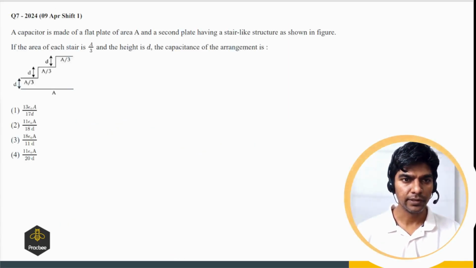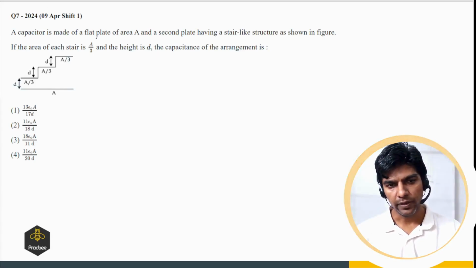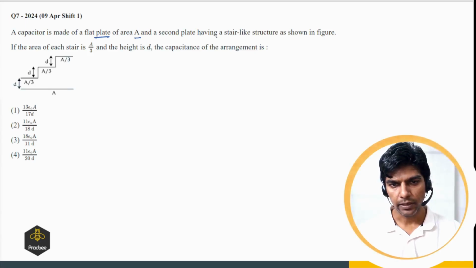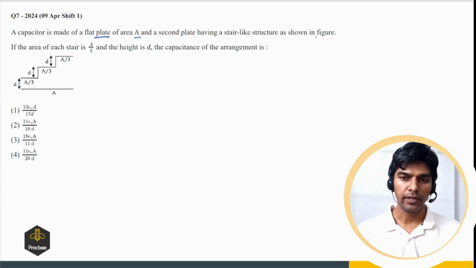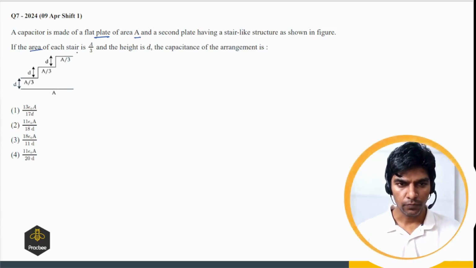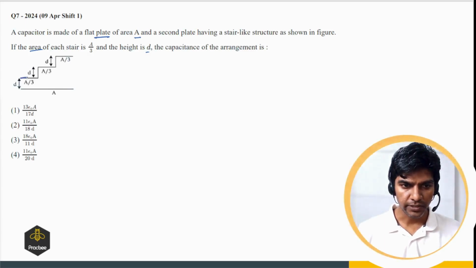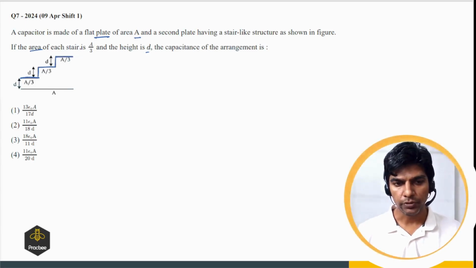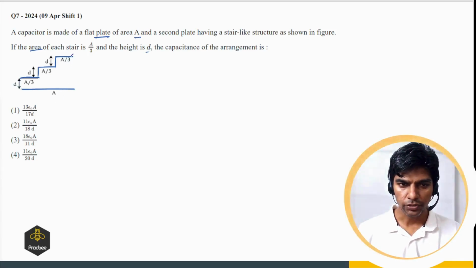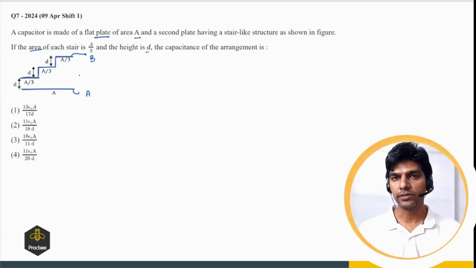Now let's see one more illustration. A capacitor is made of a flat plate of area A and a second plate having a stair-like structure as shown in the figure. If the area of each stair is A by 3 and the height is D, the capacitance of the arrangement is. So this stair-like structure is equipotential, right? It is having a constant potential on this surface, and this plate will be having a constant potential. So if we call this point B and this point A, we have to find the capacitance between A and B.